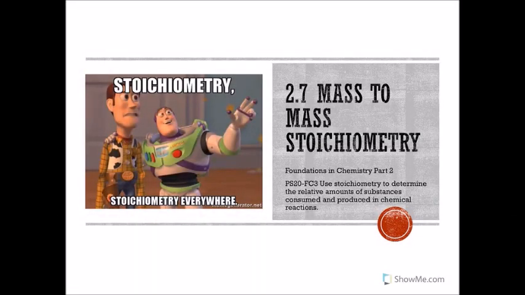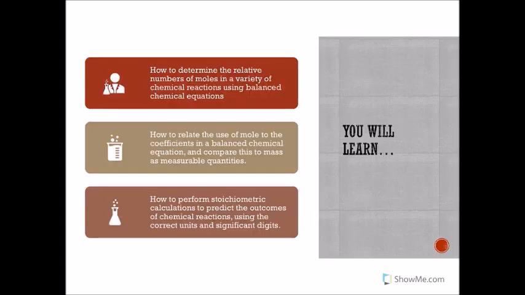Today we're going through 2.7 mass to mass stoichiometry as a part of Foundations in Chemistry Part 2, looking at the outcome FC3: using stoichiometry to determine the relative amounts of substances consumed and produced in chemical reactions. You will learn how to determine the relative number of moles in a variety of chemical reactions using balanced chemical equations, how to relate the use of mole to the coefficients in a balanced chemical equation and compare this to the mass as measurable quantities, and how to perform stoichiometric calculations to predict the outcomes of chemical reactions using the correct units and significant digits.